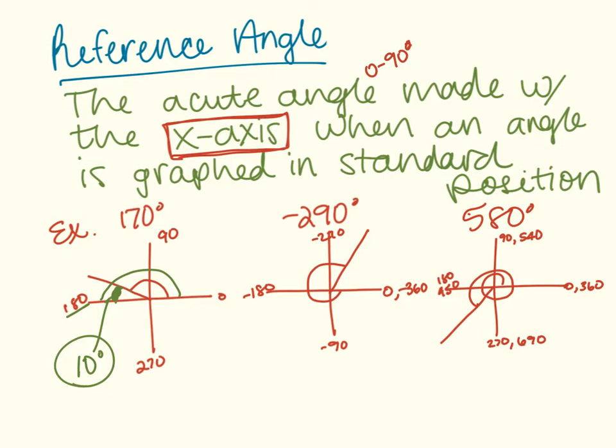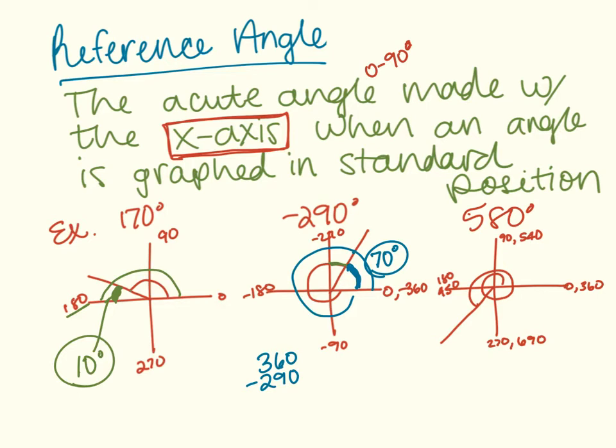For this next one, negative 290, we graphed it going around to 270 and then 20 degrees past that. However, the reference angle, and I can't say this enough, is the one made with the x-axis. So it's this piece that we didn't graph. To find this, we know a full circle is 360 degrees, and we want to know how much short of a full circle we stopped. So we have 360 minus 290, and we find that this reference angle is 70 degrees.